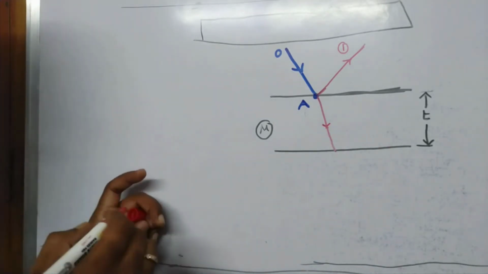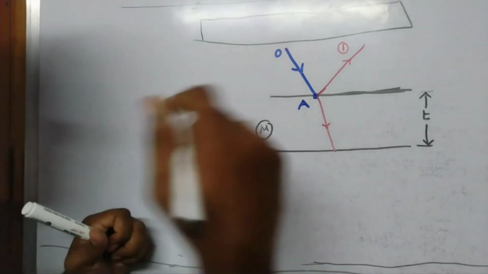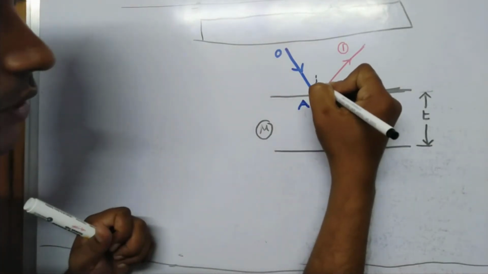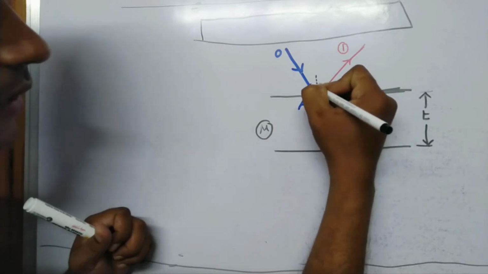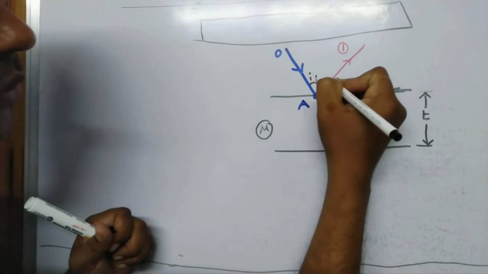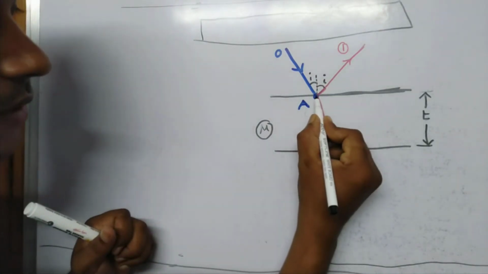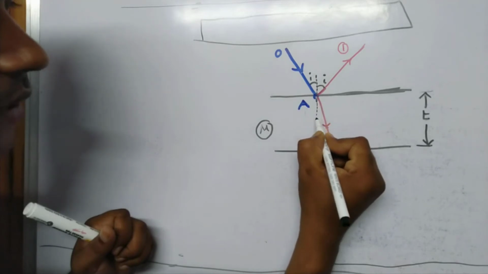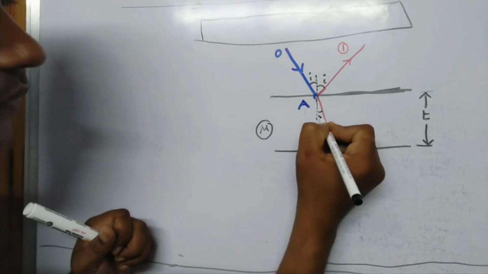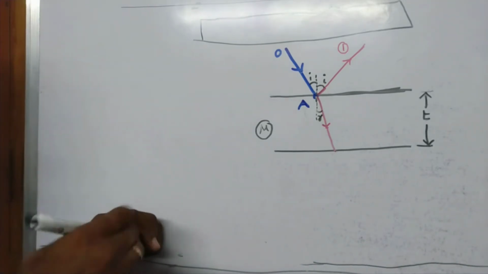Now let's consider the angle of incidence. If you draw a normal here, this is the angle of incidence. Because the angle of incidence and angle of reflection are the same, both are equal. Similarly, this is the angle of refraction r. Now what will happen?